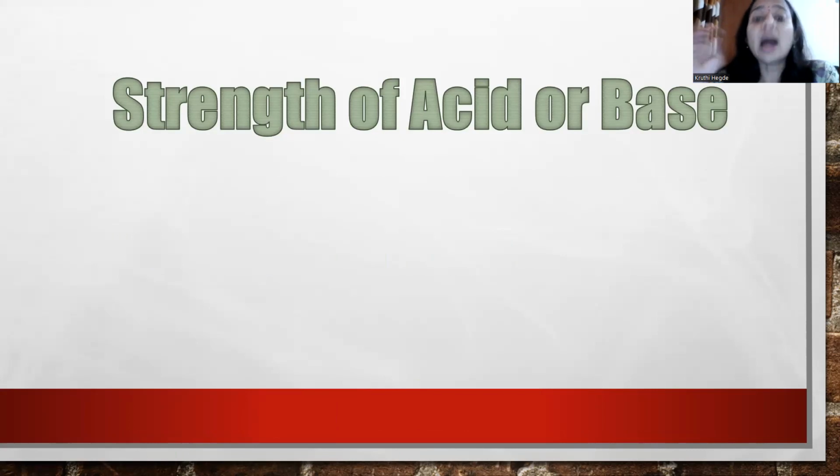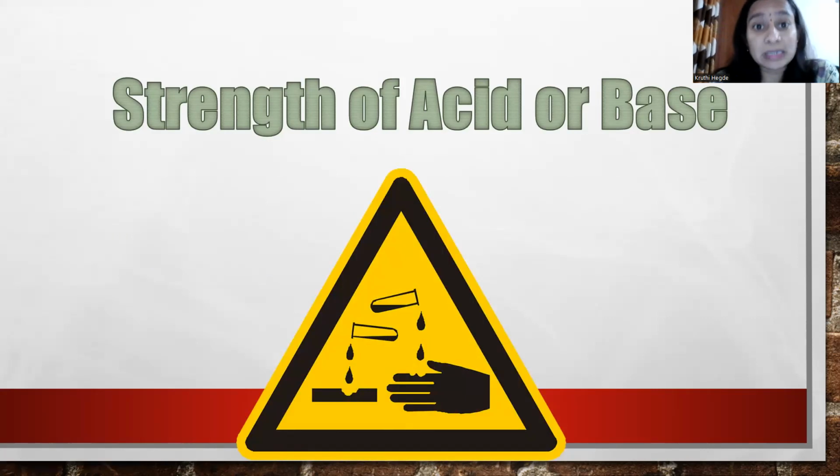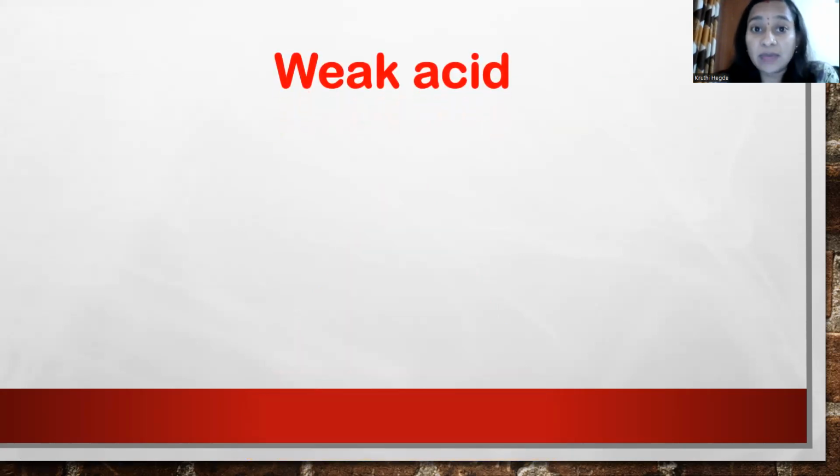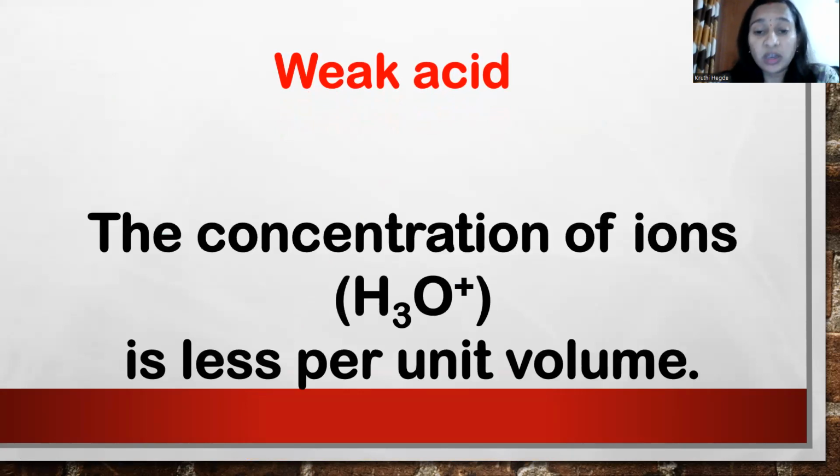Strength means the amount of ions present in a given volume of acid. If the amount of ions present in a given volume is more, then it is a strong acid. If the amount of ions is less, then it is a weak acid. Same with the base. Okay, so let's understand this strength of acid or base. Weak acid, yesterday we have defined it. A weak acid is one in which the concentration of ions H3O plus, also we can consider H plus.